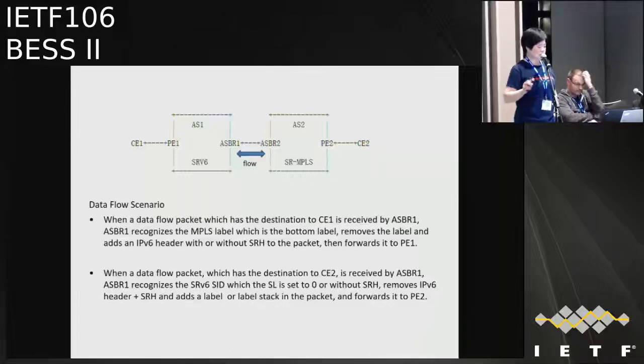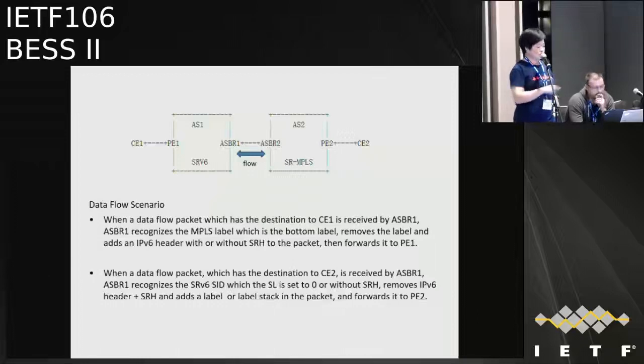the packet is encapsulated with some top label, which is assigned by SBR1. SBR1 will recognize the special label, and we remove the label and encapsulate the packet with the IPv6 packet. Maybe there's something like an SRH in it. Then SBR1 sends the packet to S1.